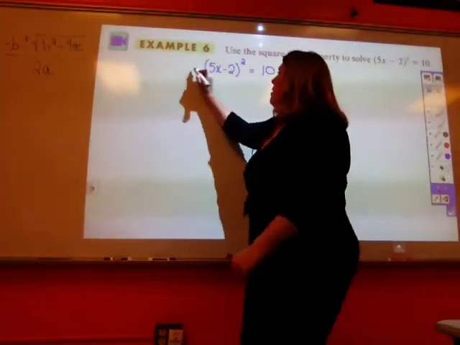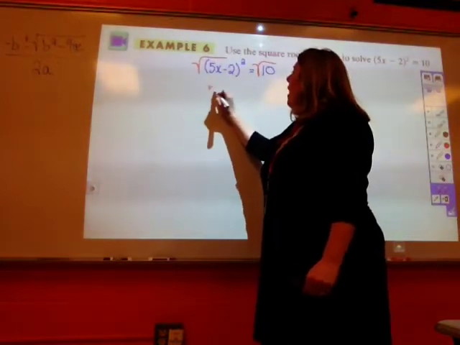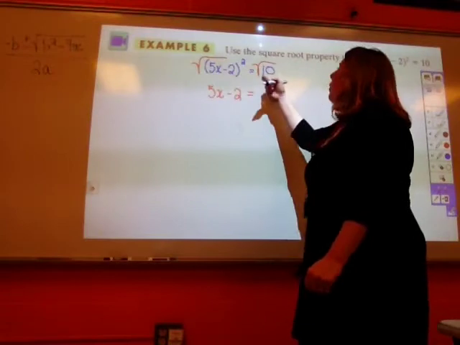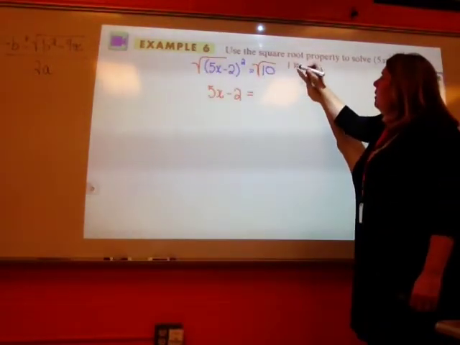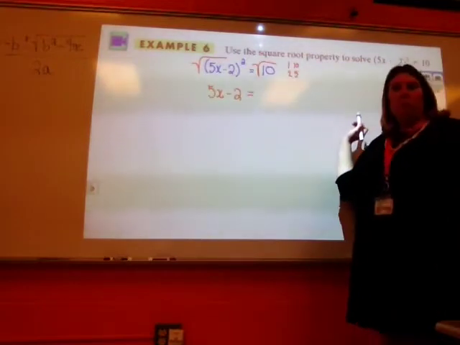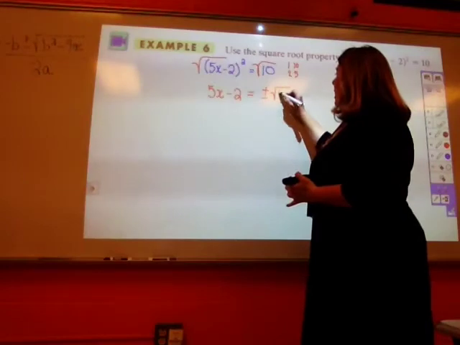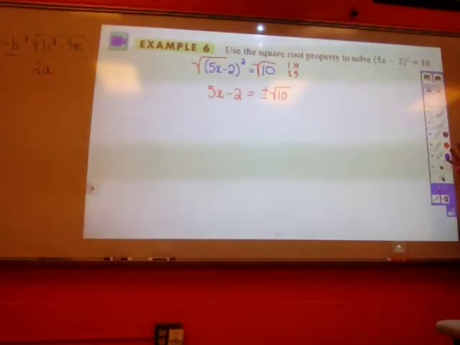Take the square root of both sides. That makes sense. All right, so let's do it. We're going to have 5x - 2 is equal to... I need to check my 10, right? So 1 and 10, 2 and 5. I'm good, right? So I can just put positive, negative square root of 10. Everybody agree with that? So far, so good?